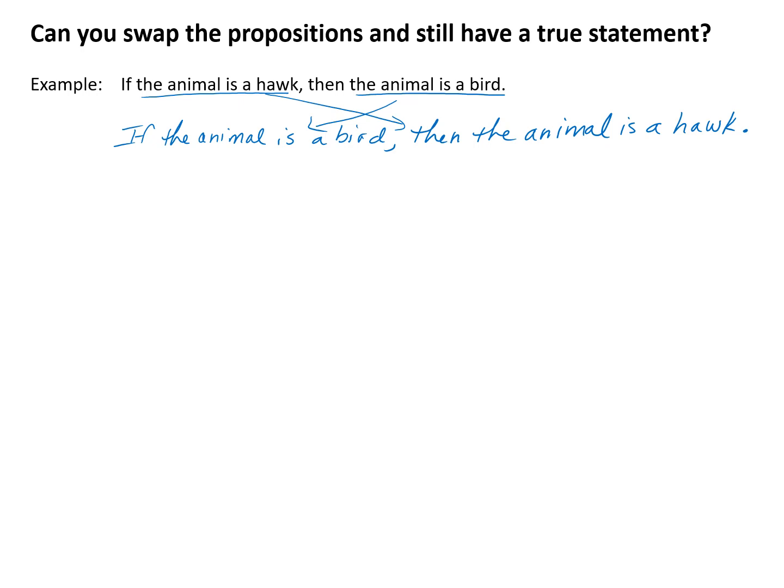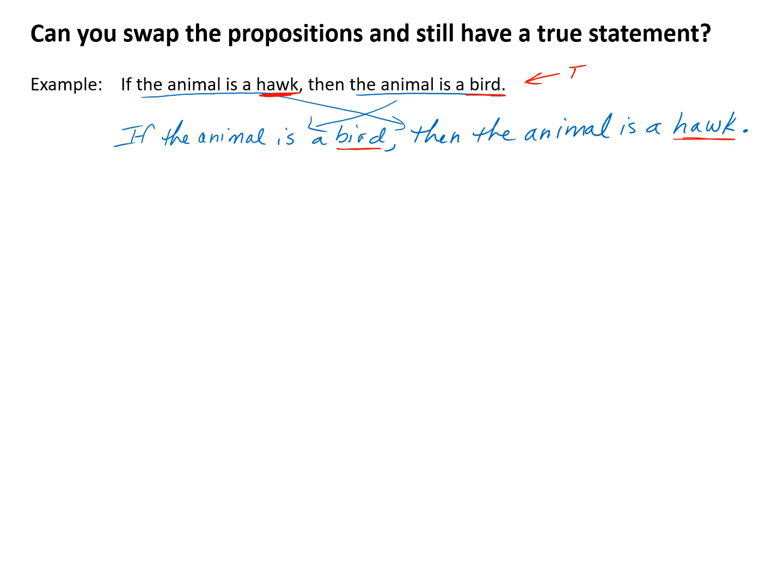Well, the original statement said if the animal is a hawk, then the animal is a bird. Well, a hawk is a type of bird. So if the animal is a hawk, then for sure it's a type of bird. So the original statement was true. The new statement, though, when I rearranged it, if the animal is a bird, then the animal is a hawk, that doesn't make as much sense because there are lots of birds that are not hawks. So maybe the animal that we're referring to is a sparrow. Then the conclusion would not be that the animal is a hawk.